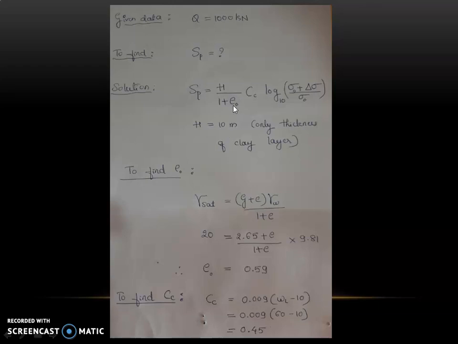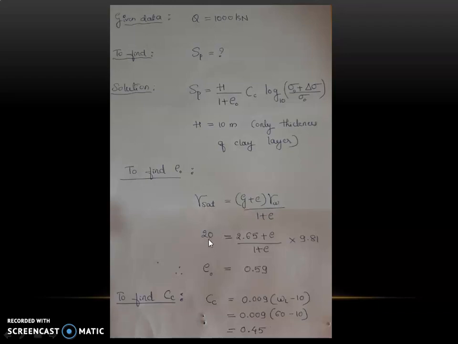Next is e naught. The value of e naught is not given in the problem. We need to find out e naught with the given data. To find e naught, we know the saturated unit weight of the clay layer and specific gravity. The formula which relates void ratio e, specific gravity G and saturated unit weight is gamma saturated equal to (G plus eS) into gamma W divided by 1 plus e. Here the value of S is taken as 1 because the clay layer is saturated, it is under the water. So S is equal to 1.